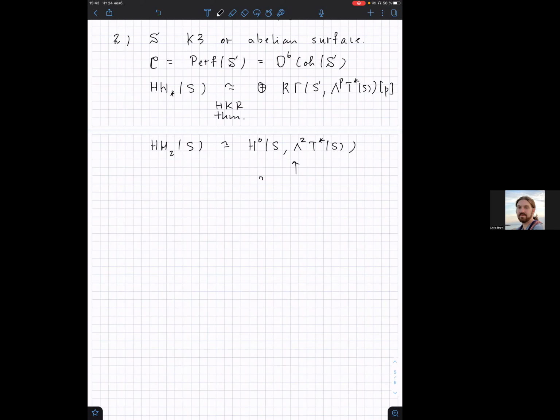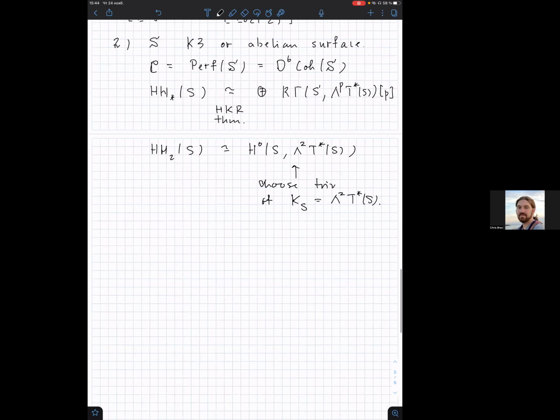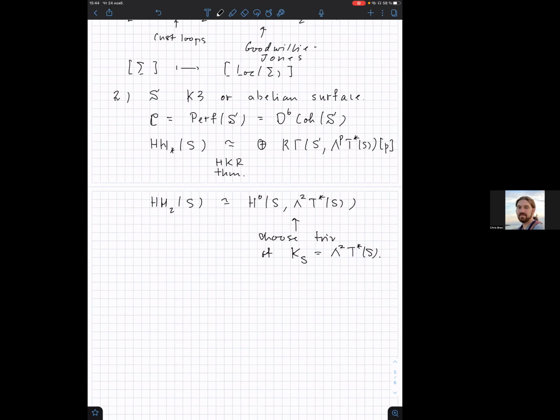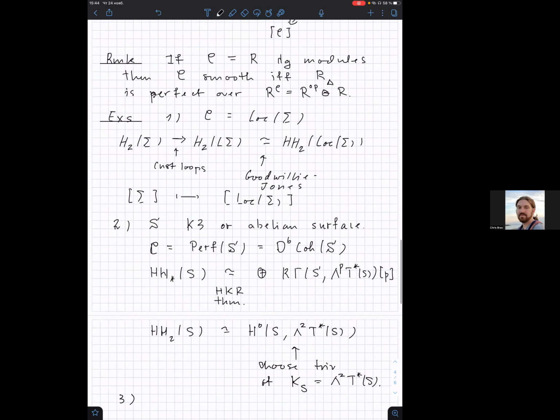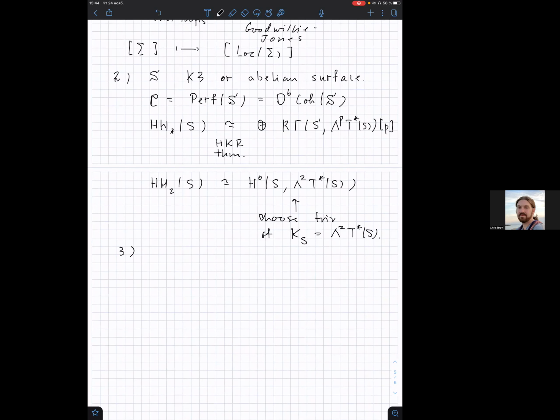So you just choose a trivialization of the canonical bundle. You're choosing a top form that's nowhere vanishing. By definition, that's what you can do on a K3 or abelian surface. And this one also turns out to be automatically invariant, somehow for dimension reasons. So this is an example from topology, an example from algebraic geometry. And let me give an example from representation theory of associative algebras. Are there any questions about these two examples?